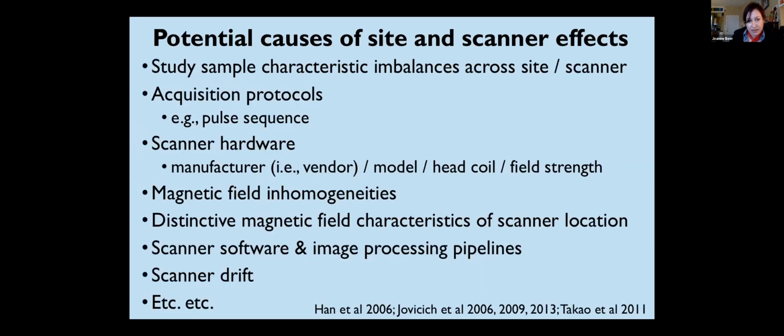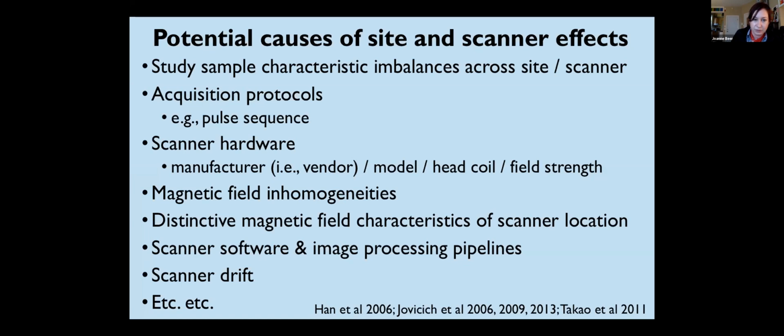There are a lot of different potential causes of site and scanner effects, and we want to minimize scanner effects, so we want to address all of these wherever we can. First of all, the study sample characteristics should ideally be balanced across site and scanner. We want to be able to measure the scanner effect and not have it be attributable to differences in age or diagnosis across the scanners.